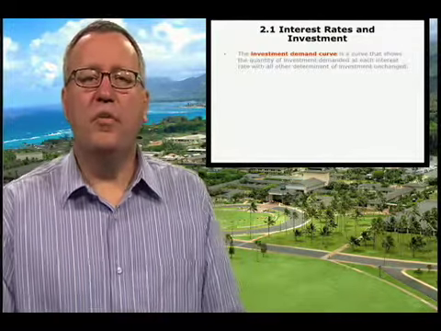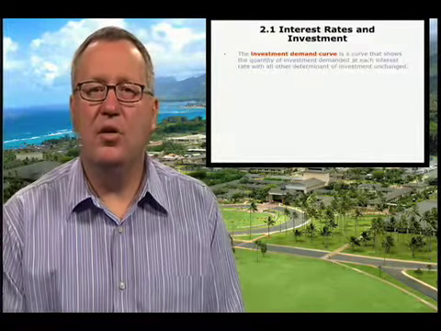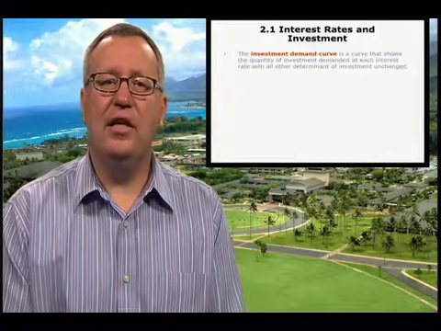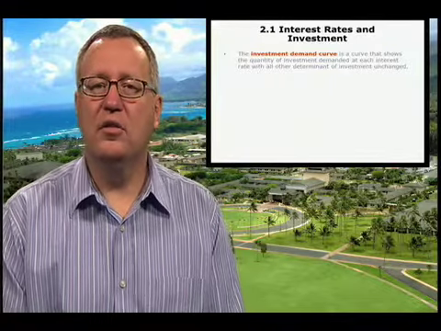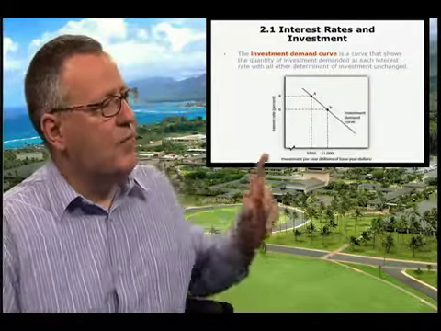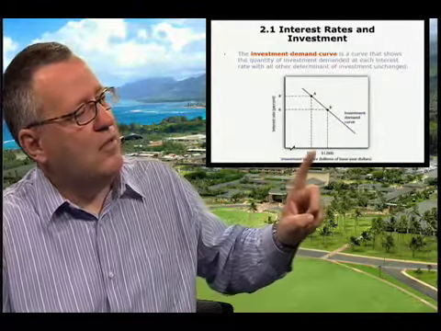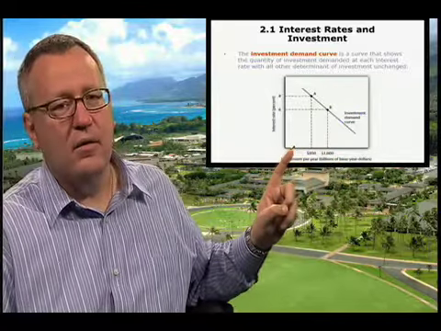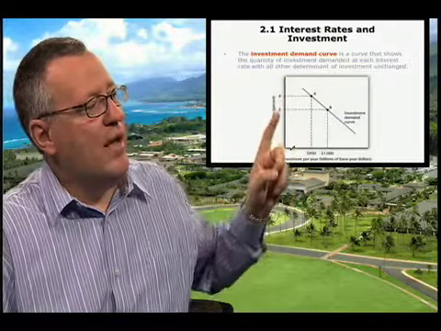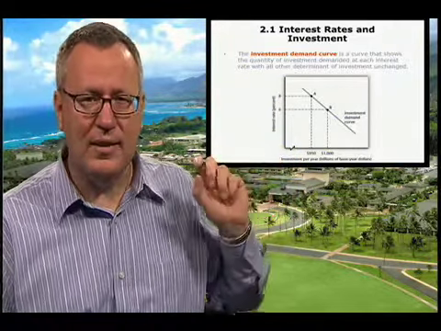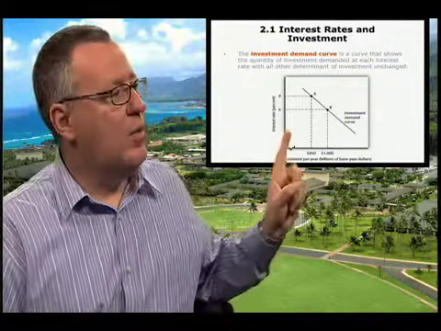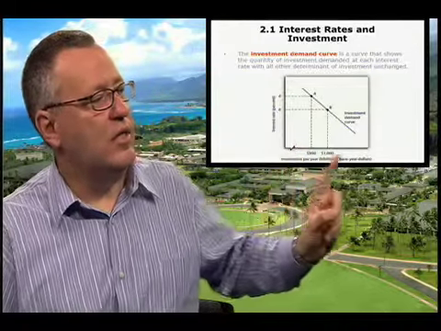So first and foremost, the investment demand curve is a curve that shows the quantity of investment that's demanded at each interest rate, all other determinants of investment unchanged, or ceteris paribus. So let's throw this curve up here and see if we can't make sense of it. Here we have the quantity demanded of investment on the x-axis, and on the y-axis, we have the interest rate. This is exactly the same as we did in the earlier chapters on supply and demand, where we had price up here and quantity here.